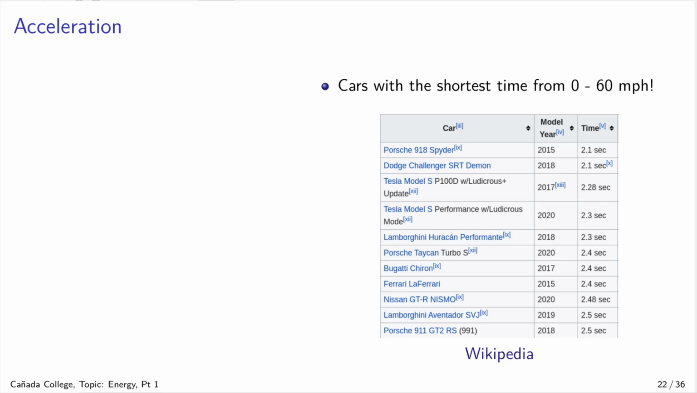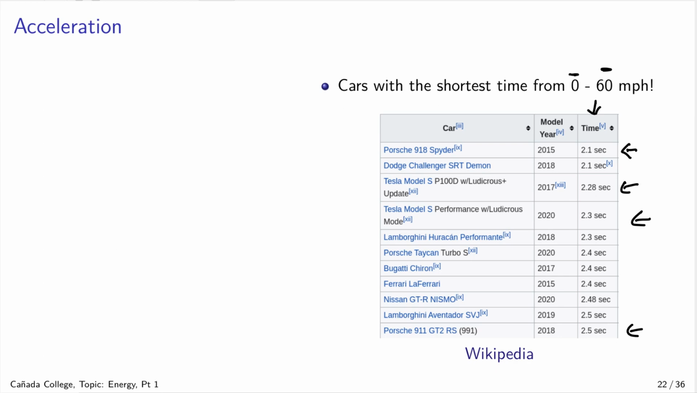Okay, so we introduced the acceleration in the previous slide. So let's think about what acceleration is. Shown here is a list of the top 10 cars in terms of how fast they achieve the speed of 60 miles per hour starting from stop, that is starting from 0 miles per hour. So you can see, for example, a Porsche 918 Spider does it in 2.1 seconds. A Porsche 911 GTR does it in 2.5 seconds. A Tesla Model S does it in 2.28 seconds. So what is that telling us?